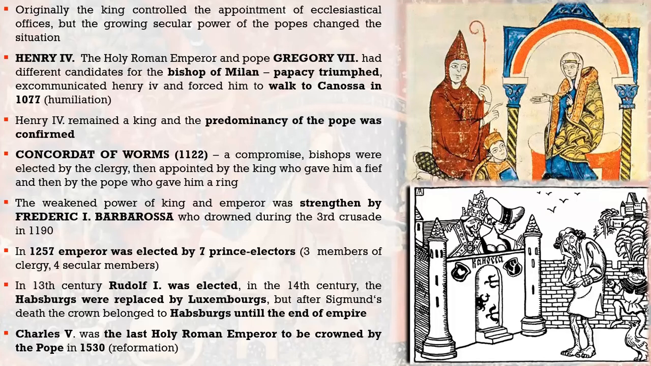And as I mentioned that the popes took over the power from the kings, papacy triumphed. So the Pope Gregory VII chose the Bishop of Milan. For disagreeing with him, he excommunicated Henry IV. This means that he was banished from the church officially. And to call it off, he forced Henry IV to walk to Canossa in the 11th century.